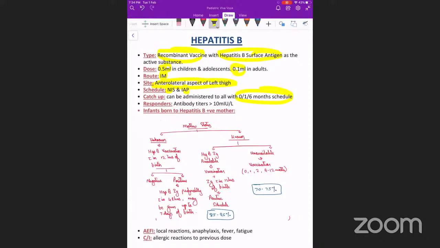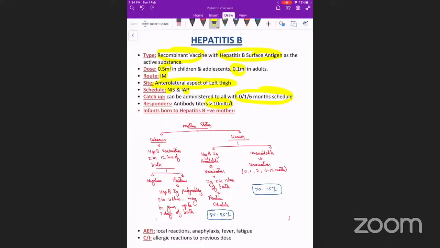Okay. So in that case, whom do we call responders? The antibody titer should be more than 10 milli international units per ml. Okay, fine. The next question that will be asked is a situation where an infant is born to a mother who is positive. What do you do in such a case?